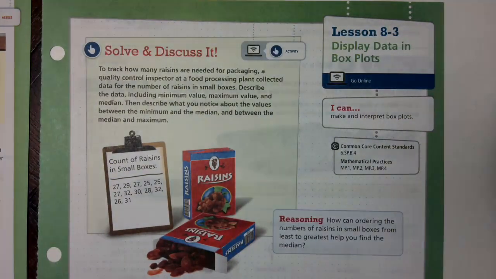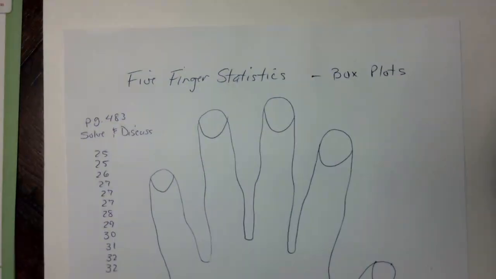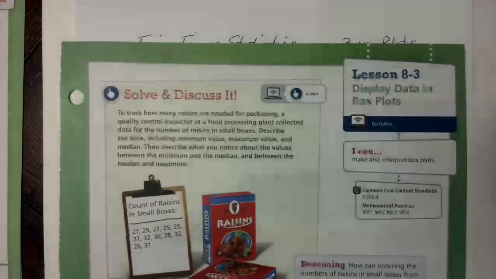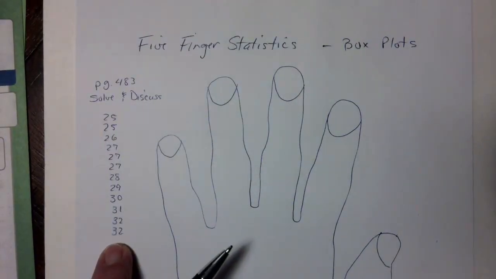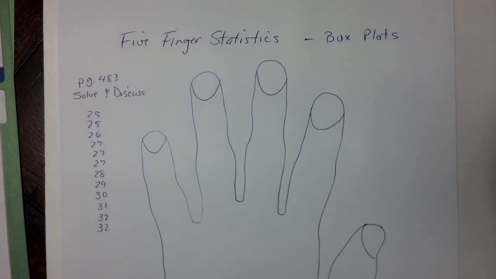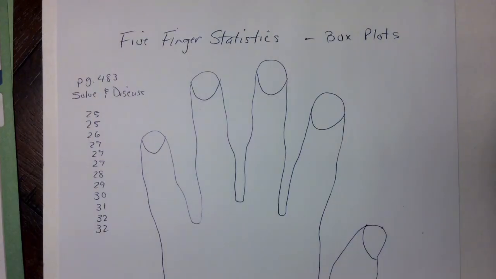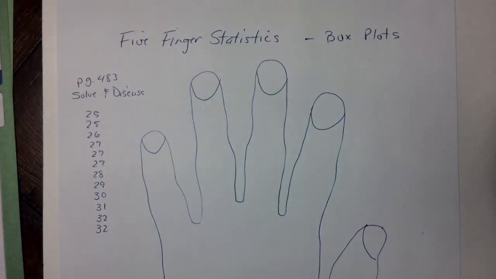You should have a paper in front of you called 5-Finger Statistics. So I need you to get this paper. I have already put this set of data in order from least to greatest, so that's already done for you. I need you to take a moment and write that down. Write down this set of data: 25, 25, 26, 27, 27, 27, 28, 29, 30, 31, 32, 32. I think there's 12 pieces of data.